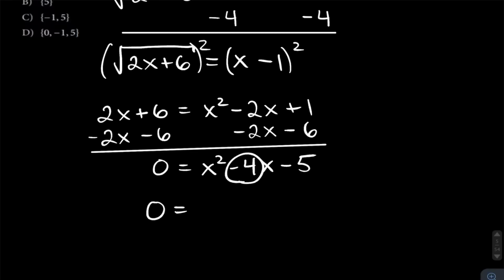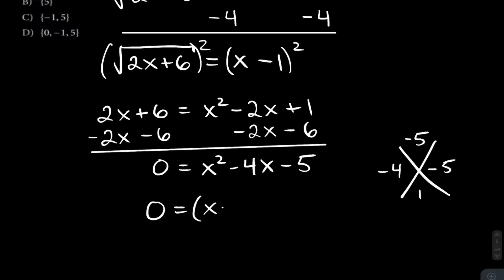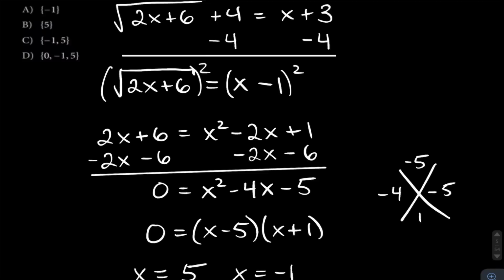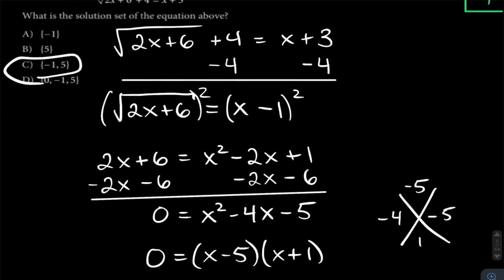What two numbers add to be -4 and multiply to be -5? I like to put that in a little x thingy. Well, that's going to be -5 and +1. So we can factor this into x minus 5 and x plus 1, meaning that x is going to equal 5 and x is also going to equal -1. Okay? So that's it, right? That's our answer. It'd be -1 and 5, which would be choice C, right?